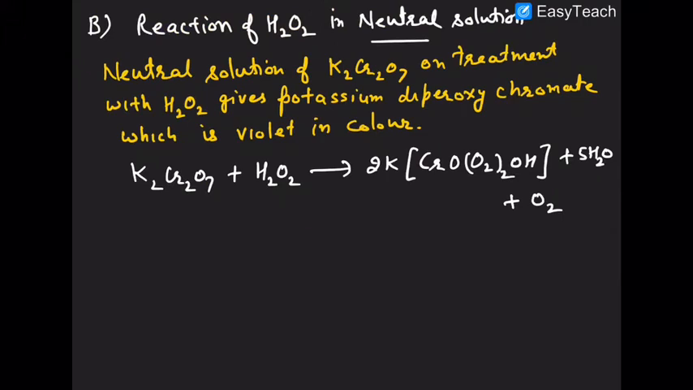Reaction of dichromate with H2O2 under neutral conditions. Previously we have seen that under acidic condition you have the formation of CrO5. Here in this case it gives you a violet colored complex of potassium diperoxychromate. In the previous case the color is blue, in this case the color is violet. Are you getting that?